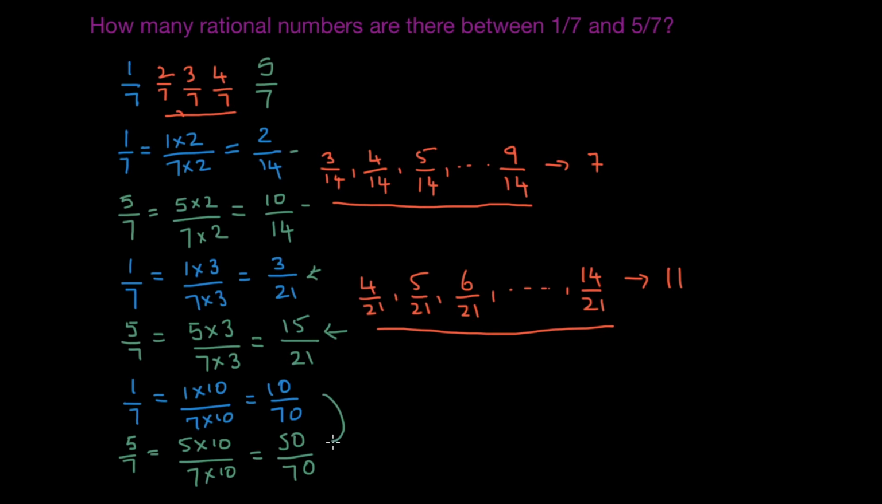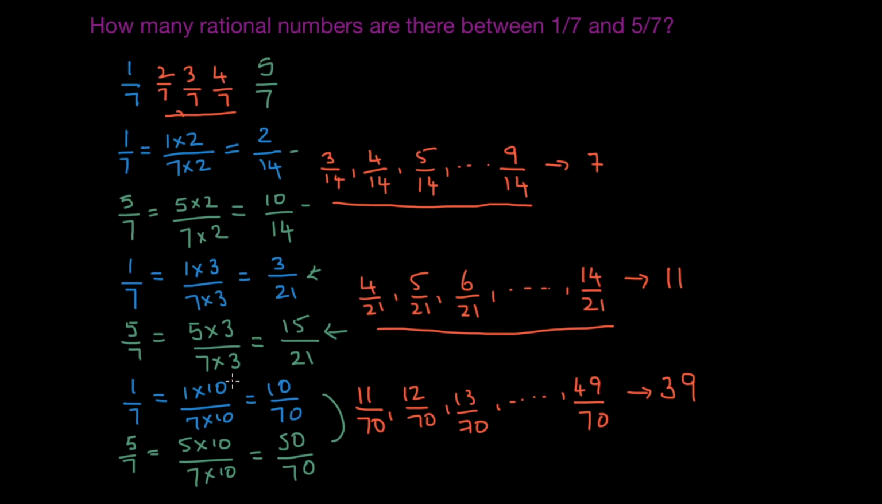So now between these two guys, looks like we can write down a lot of numbers here. 11 by 70, 12 by 70, 13 by 70. I can keep going all the way until 1 less than 50, which is 49 by 70. If you were to count these out, that would be 39 rational numbers now. So what we see is the bigger the multiplier I choose, the more rational numbers I can find between the same pair of rational numbers.